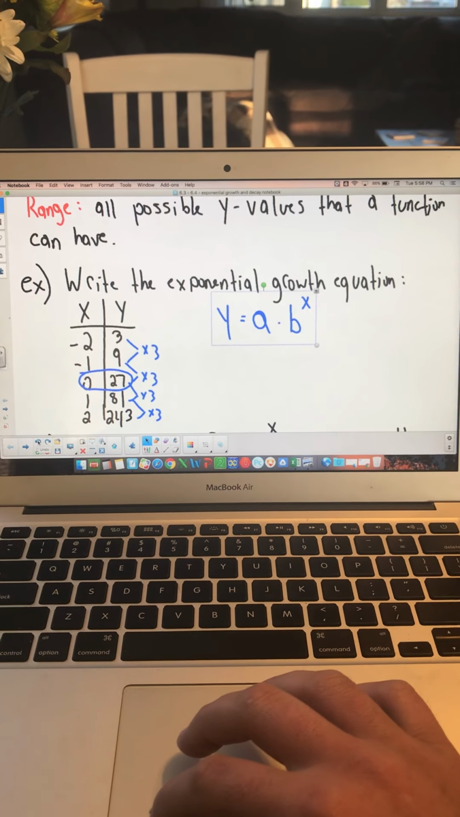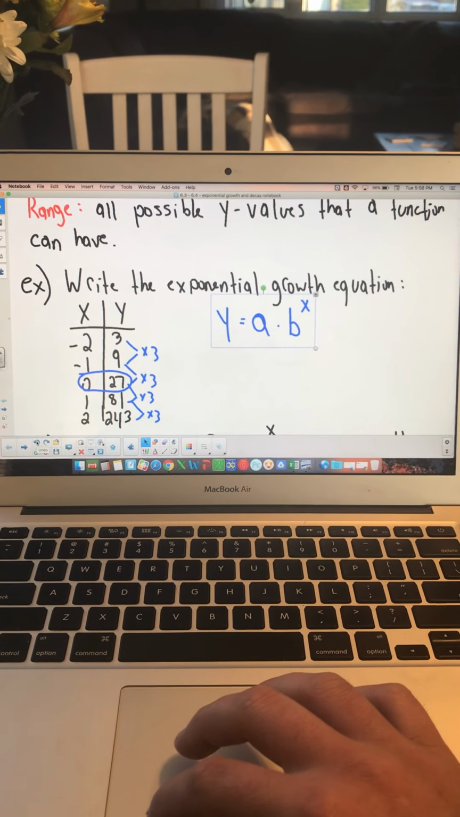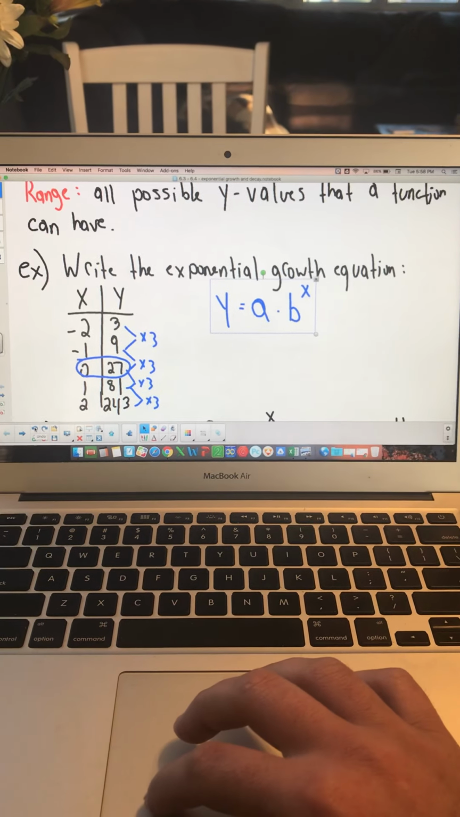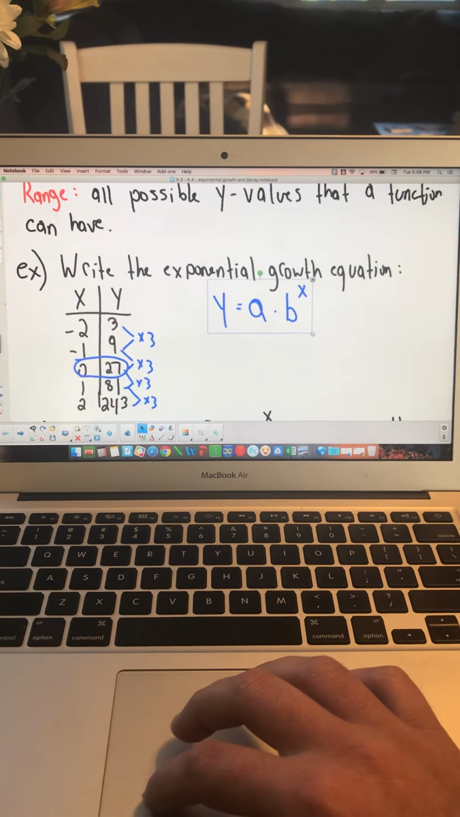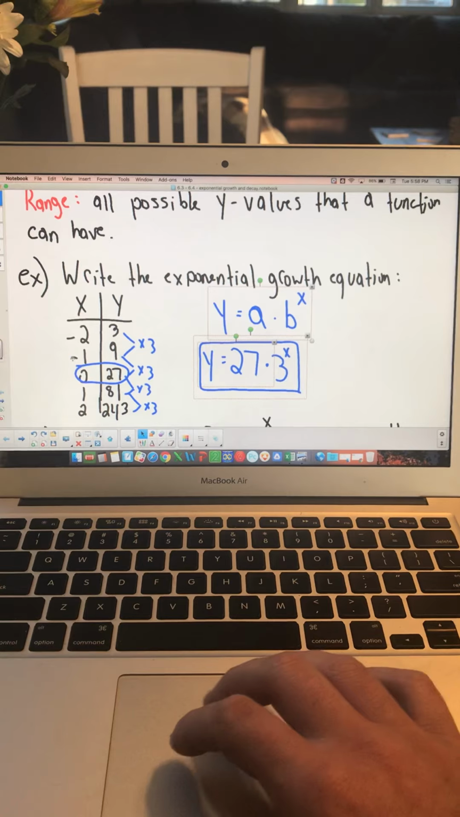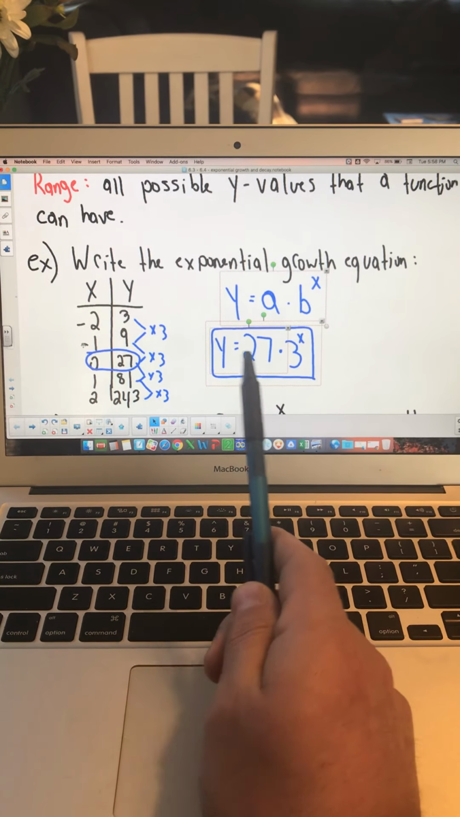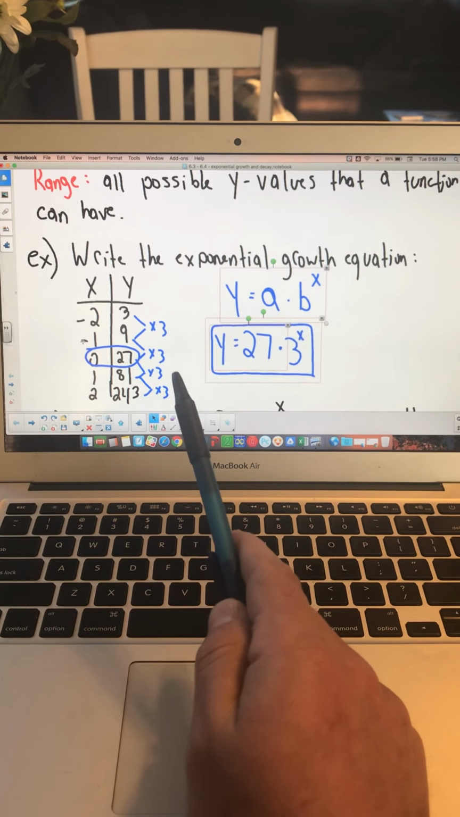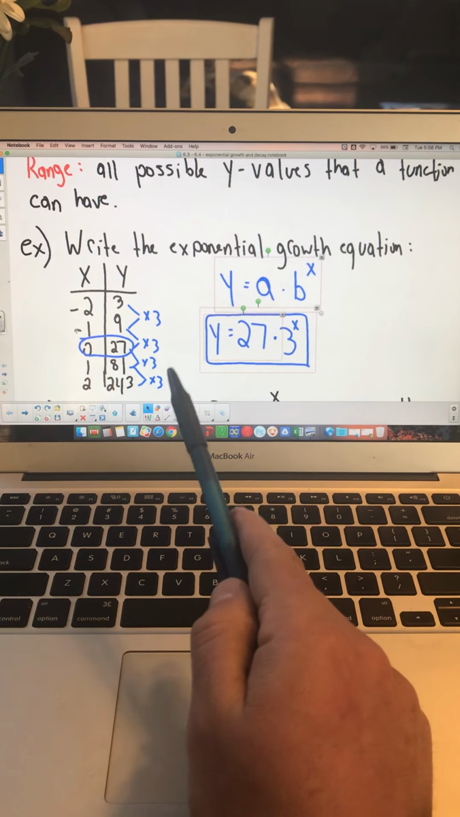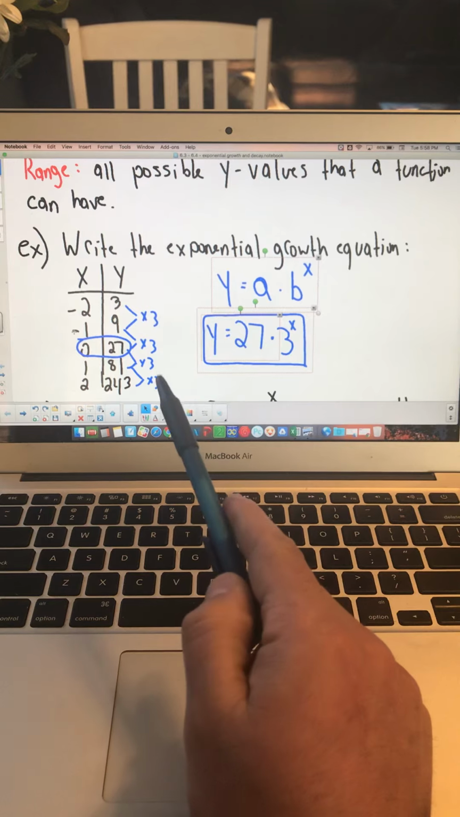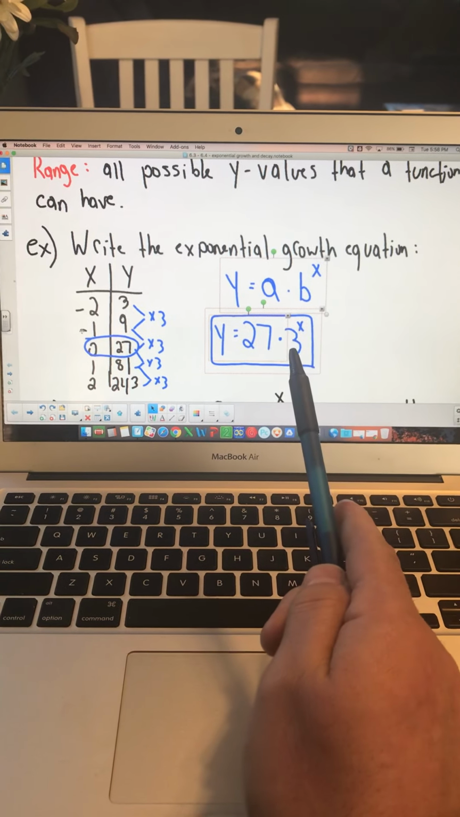exponential functions have that formula. Y equals a times b to the x. A is the y-intercept. B is the pattern. Exponential growth, the growth pattern. Final answer.